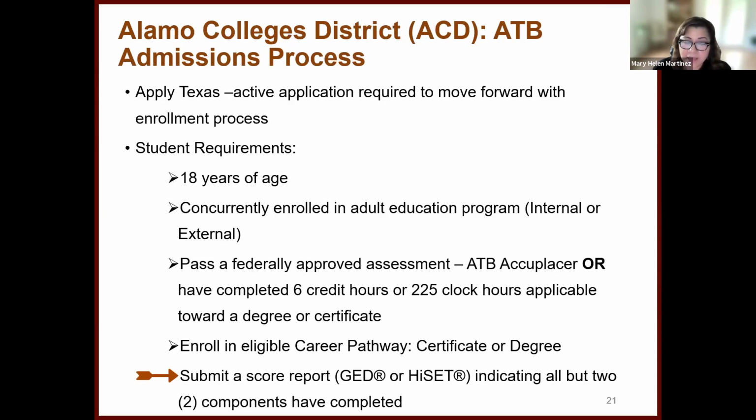For us, we decided that we would take a student who submits a score report indicating all but 2 components have been completed. This allows that commitment of that student to continue. So it's not a brand new student to your GED or GED prep program. This is someone who has thought about going to college and has a few GED components or HiSET components under their belt, but they're only lacking 1 or 2 components. So that's what Alamo Colleges does.